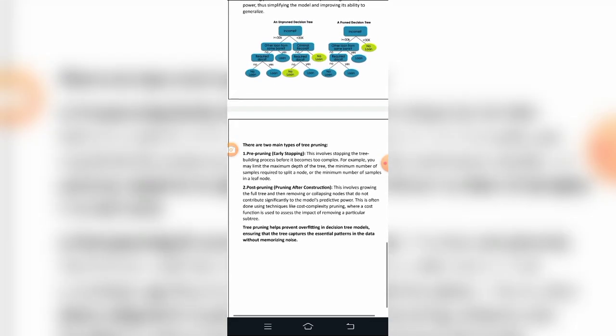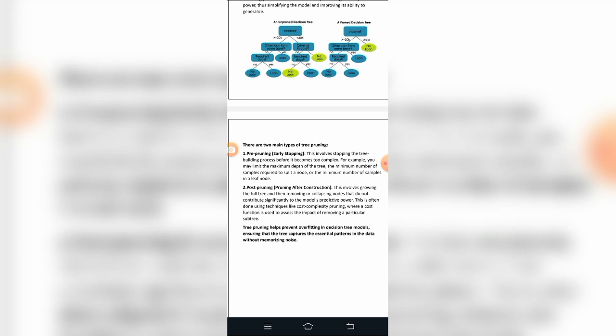There are two main types of tree pruning. The first, early stopping. This involves stopping the tree building process before it becomes too complex. For example, you may limit the maximum depth of the tree, the minimum number of samples required to split a node, or the minimum number of samples in a leaf node.